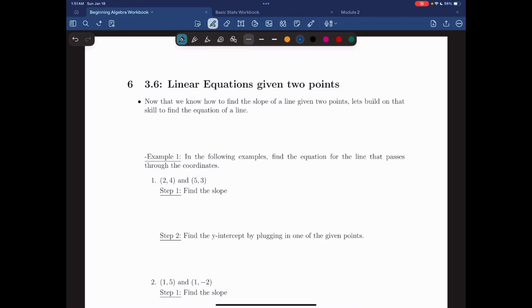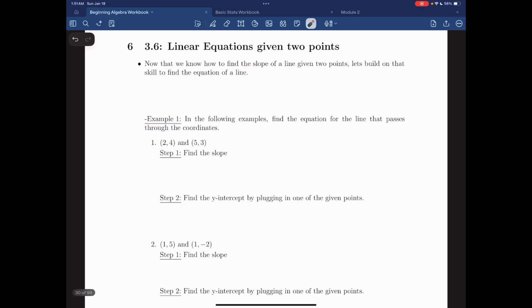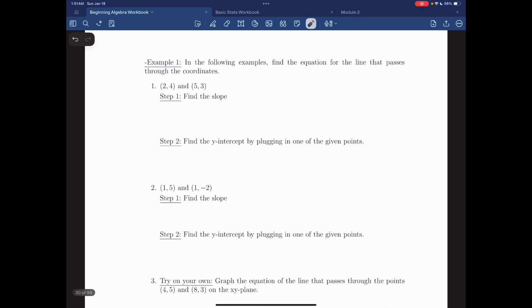Now that we know how to find the slope of a line given 2 points, let's build on that skill and learn how to find the entire equation of a line simply by being given 2 points. So I don't really know why I gave some space here because we don't really necessarily need it. So let's just dive right into some examples.